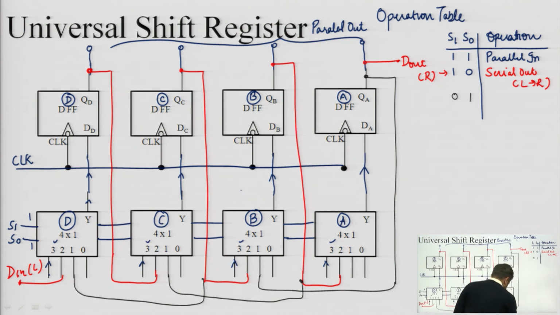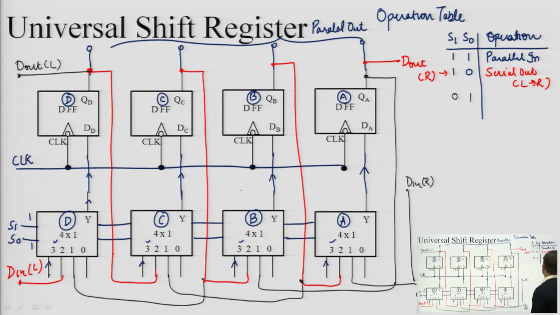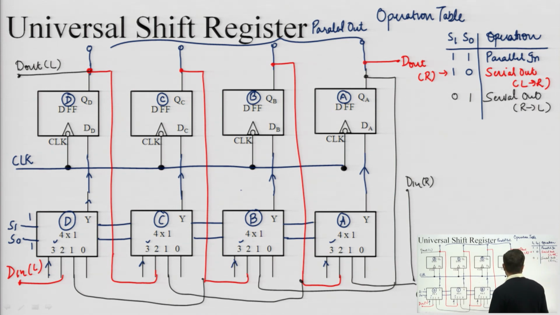Okay, and this one terminal can be used as D in from right side. So this can be labeled here. This terminal will be my D in from right side. Okay, and in that case, this will be my D out from left. So for this, we have to make an arrangement. That means if I choose 0 1, I can perform serial out right to left.